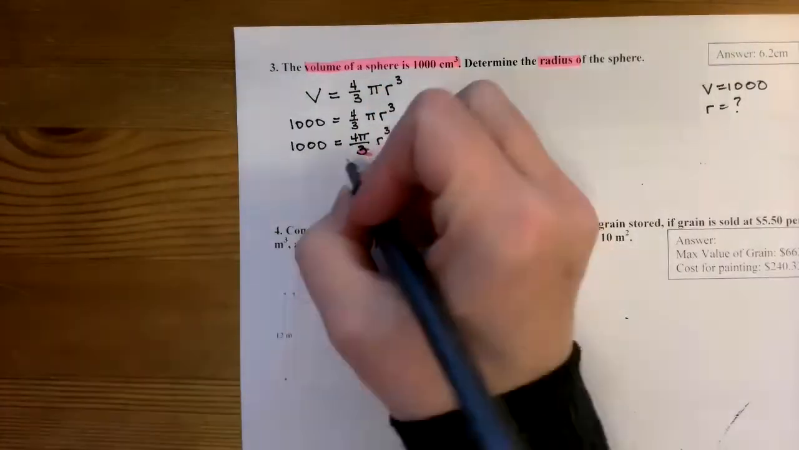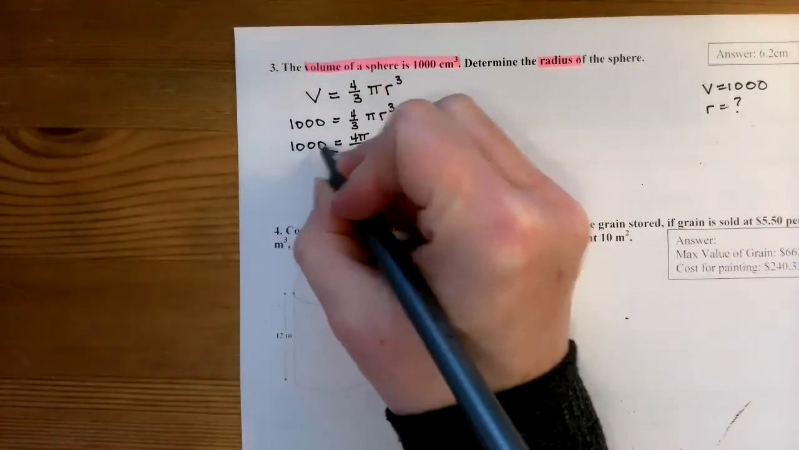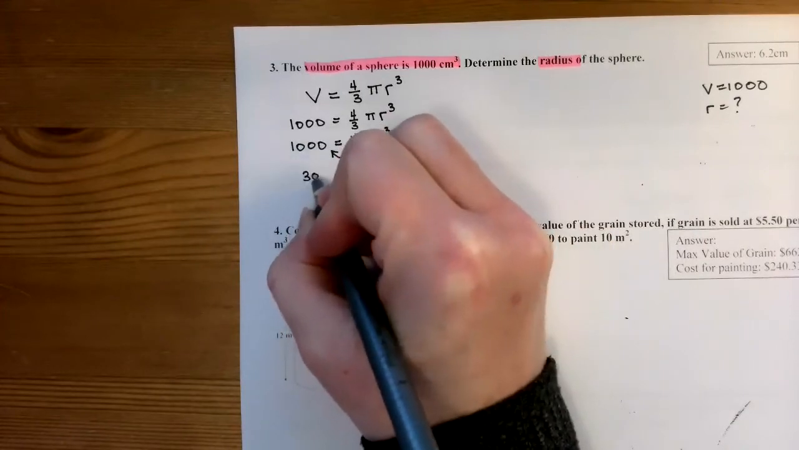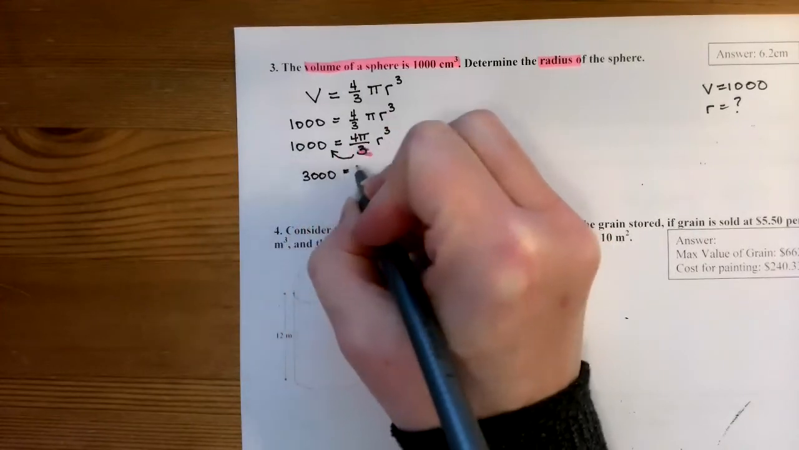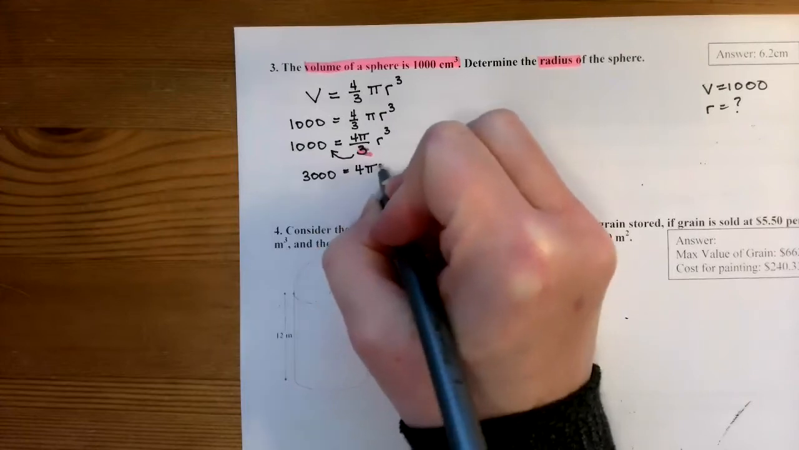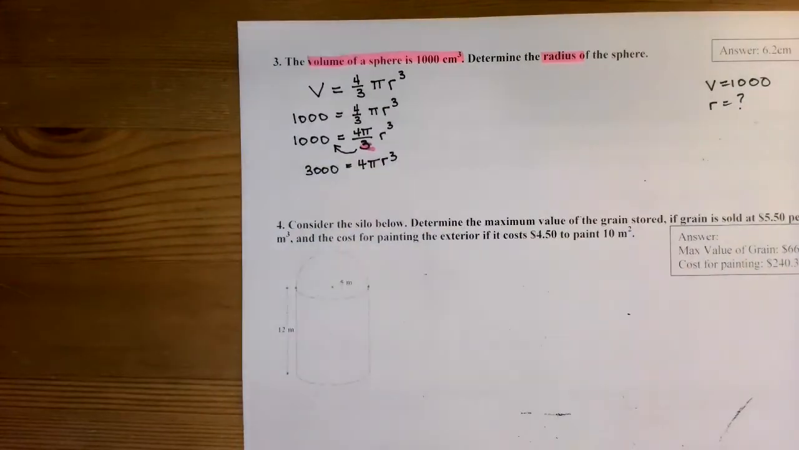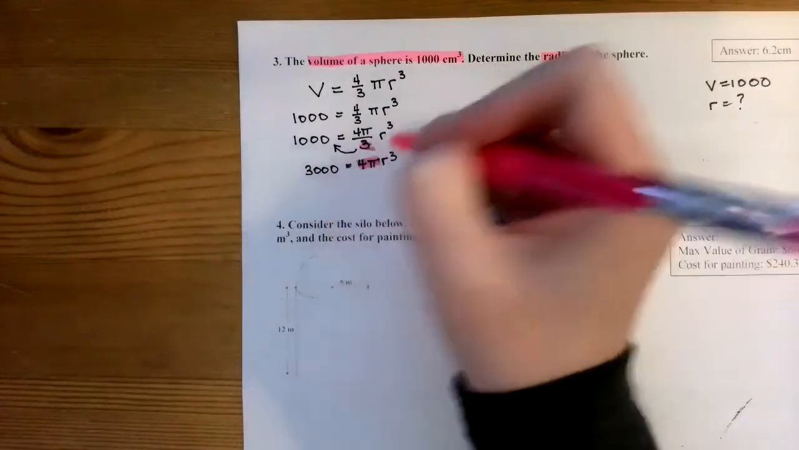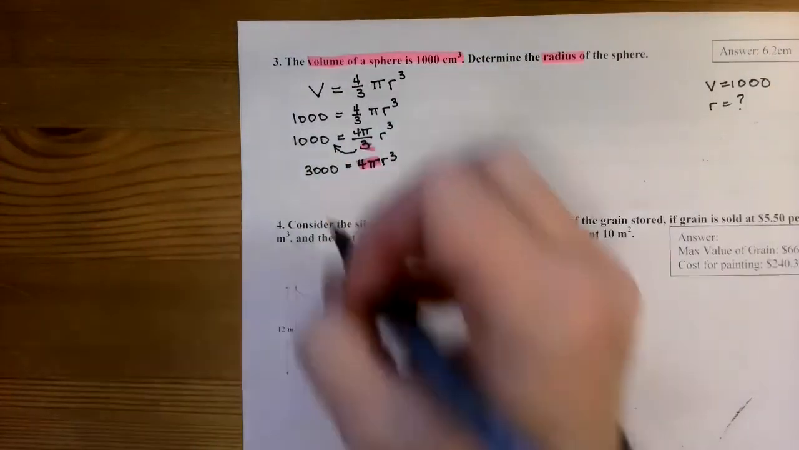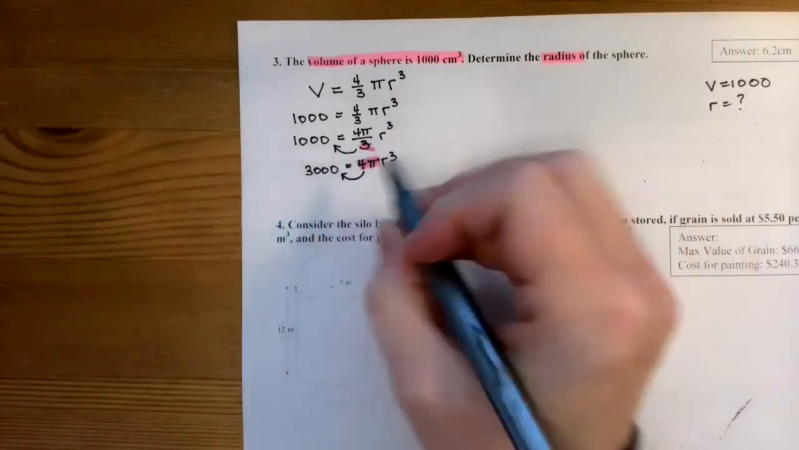So when I do that, it's going to be a multiplication. So 1,000 times 3 is 3,000. And that's going to equal 4 pi r cubed. And then next, I'm going to take the 4 pi across. And when I take that across, it's going to be the opposite operation.